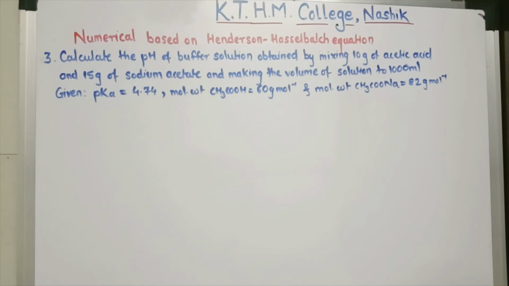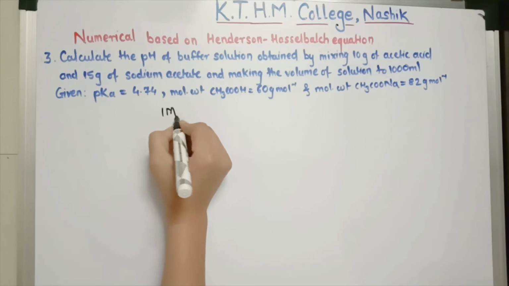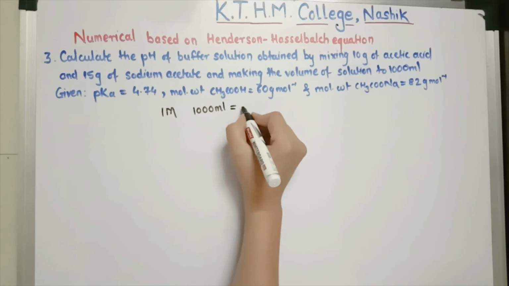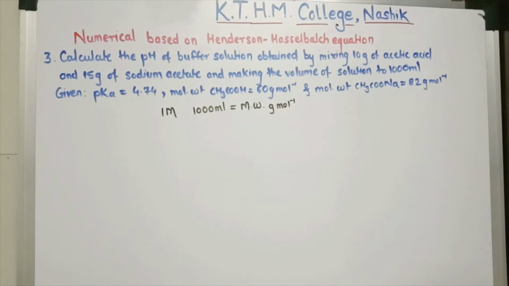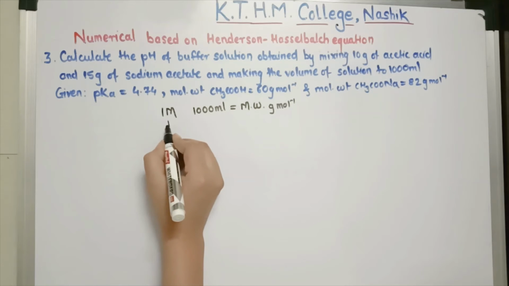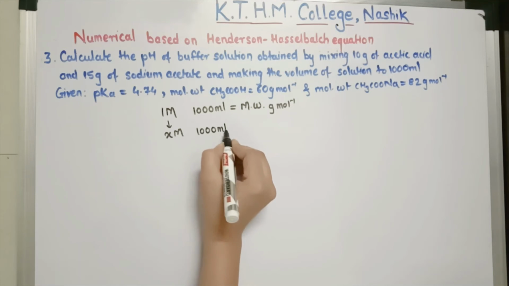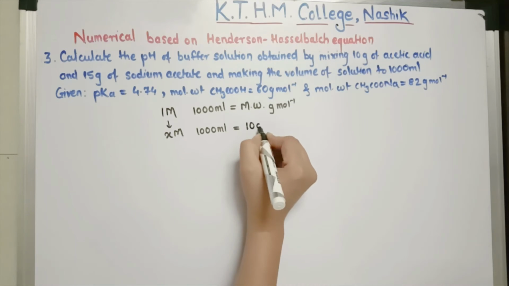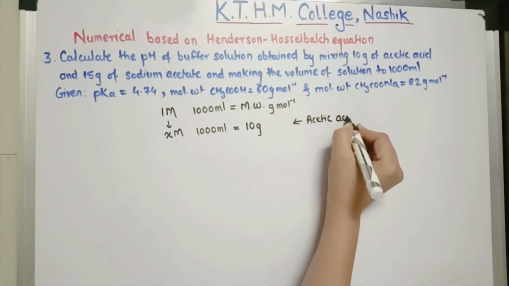Okay, so basically we must know this equation, that 1 molar in 1000 ml is equal to the molecular weight expressed in gram per mole. So here we have to find this x molar in 1000 ml. The given weight is 10 gram. This is for the acetic acid.